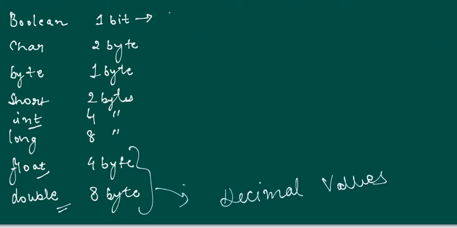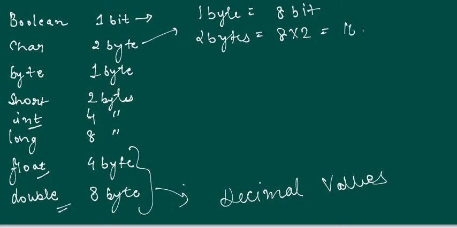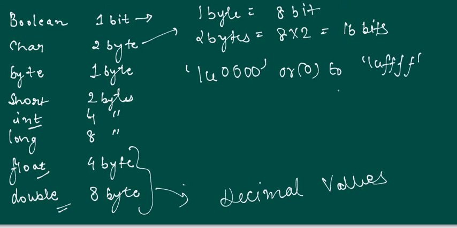Now last we talk about char. So char has been given 2 bytes. Now 1 byte is made of 8 bits. So 2 bytes will be 8 into 2, 16 bits. So char has 16 bits, and it can hold a 16-bit Unicode character. The value lies from 0 up to the Unicode value 65535.